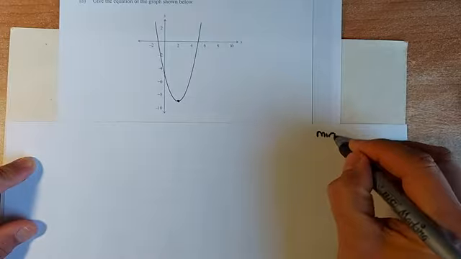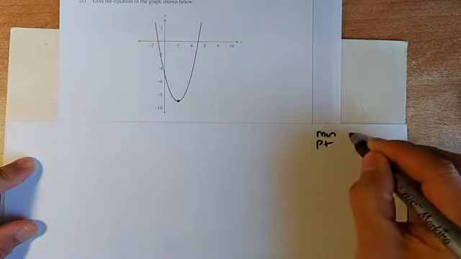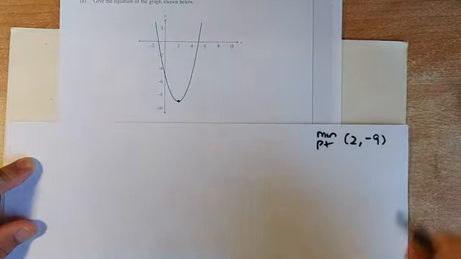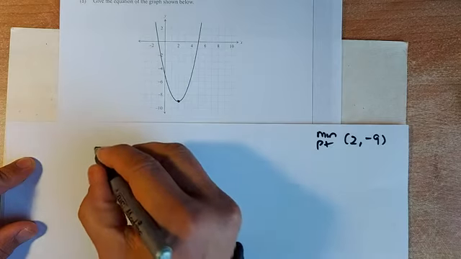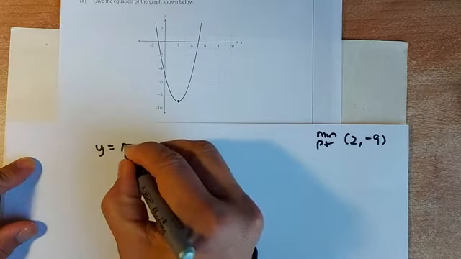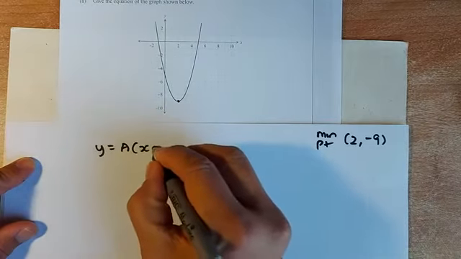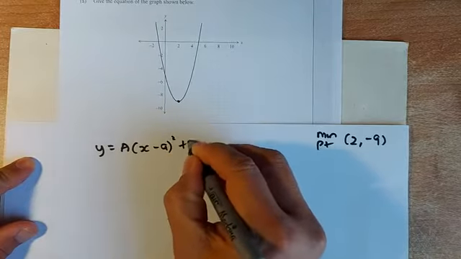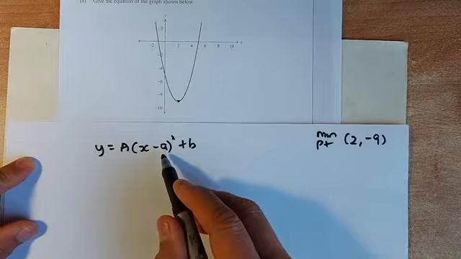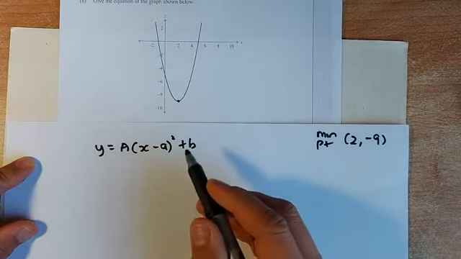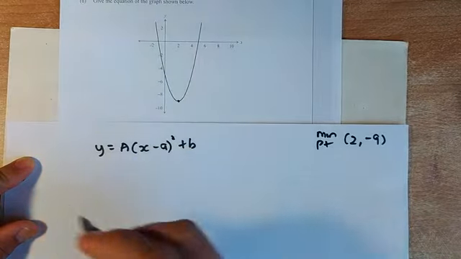The minimum point is (2, -9). So what you're going to do, you are going to form the general equation y equals a(x minus a) squared plus b. The minus a depends on where it moves. If it moves to the right, it's a negative answer. If it moves to the left, it's a positive answer.